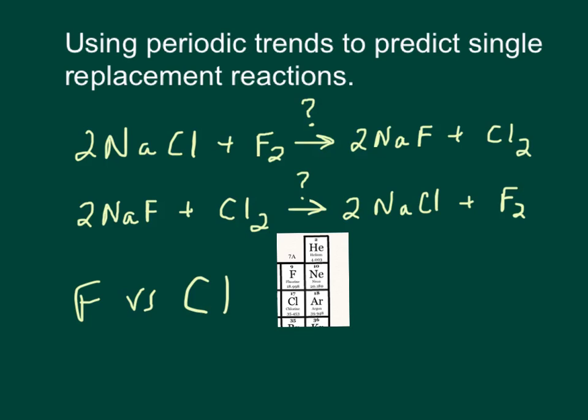So, of the two reactions above, in the first reaction we have fluorine replacing chlorine, and in the second reaction we have chlorine replacing fluorine. Of the two, the one that's going to happen is the one where the more reactive gets to react and get into a compound. And so the top reaction is the one that's possible, and the bottom reaction will not happen.